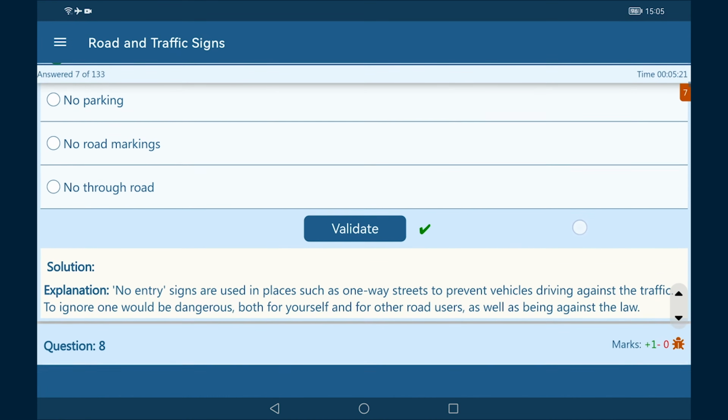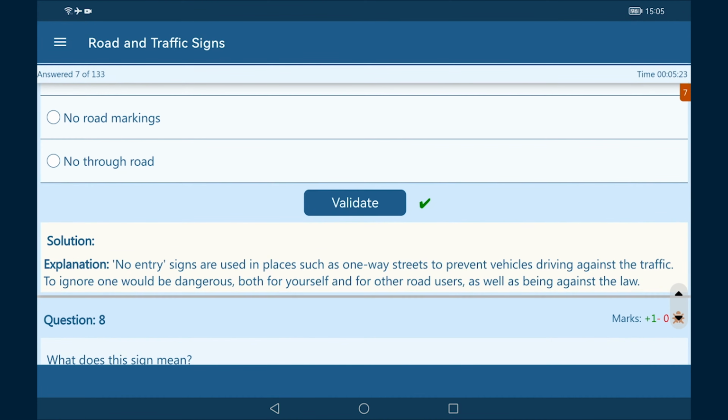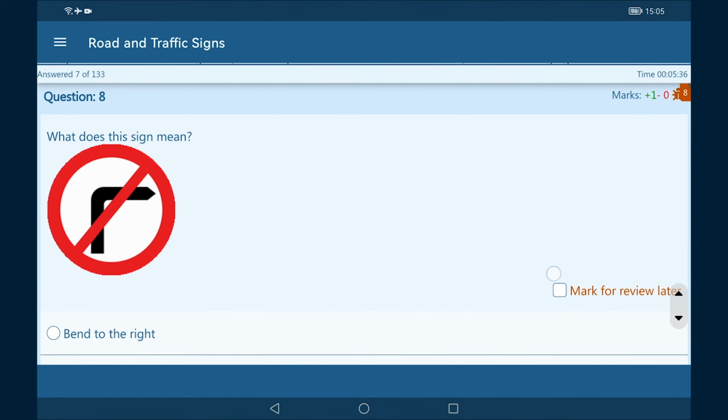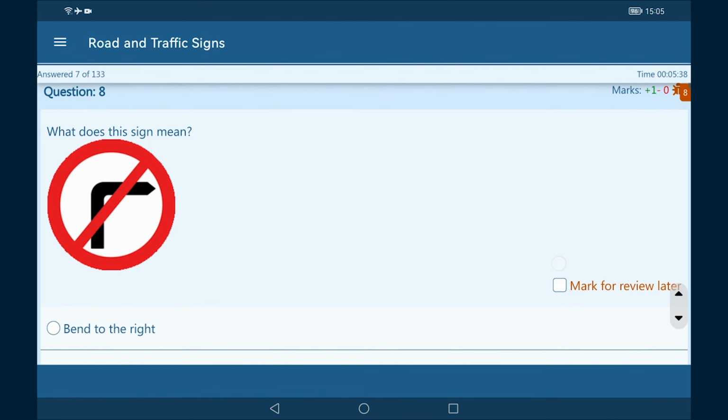Explanation. No entry signs are used in places such as one-way streets to prevent vehicles driving against the traffic. To ignore one would be dangerous, both for yourself and for other road users, as well as being against the law.